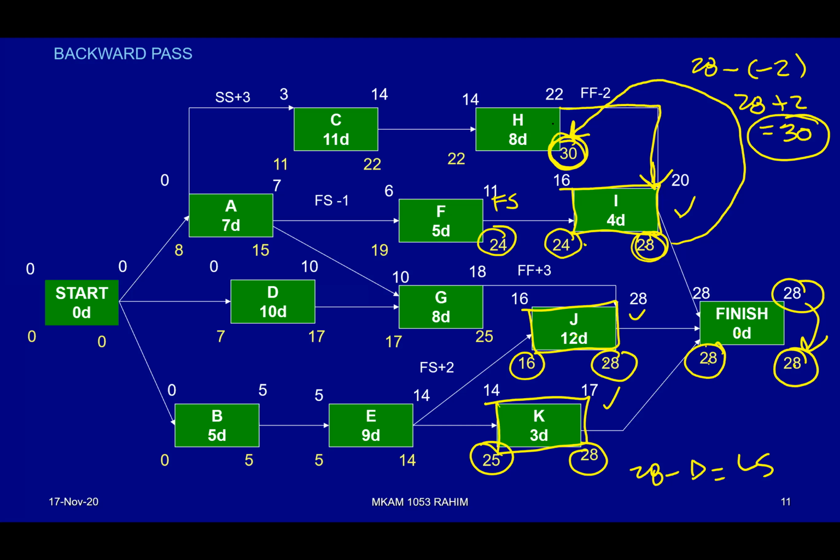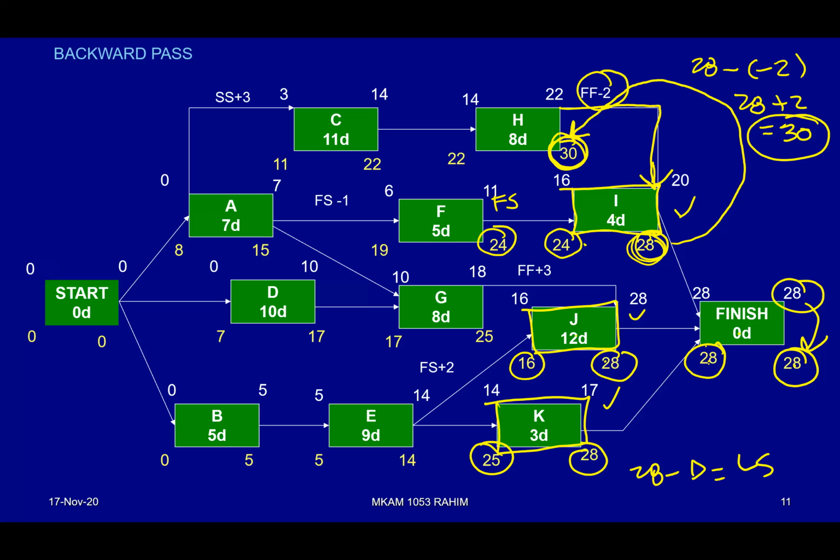Okay, because one, the relationship is finish to finish. Second is basically it has negative lag. So calculation wise, the way we calculate is always like this: 28, and then we take into account going at the back of the arrow, then subtract with whatever the lag or lead there, then only we will get the late finish of H.